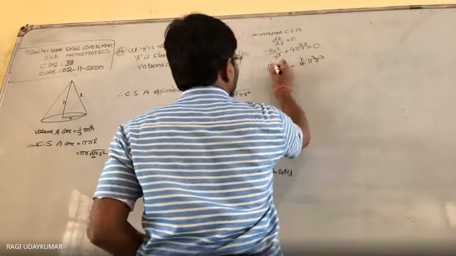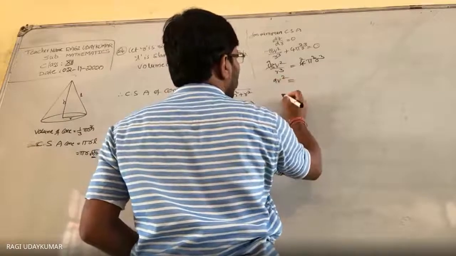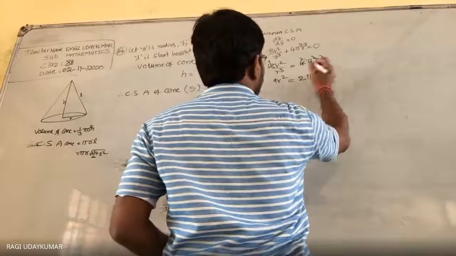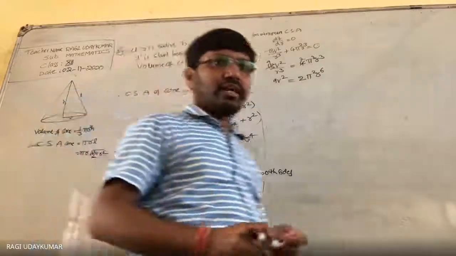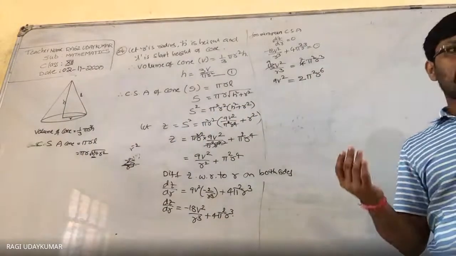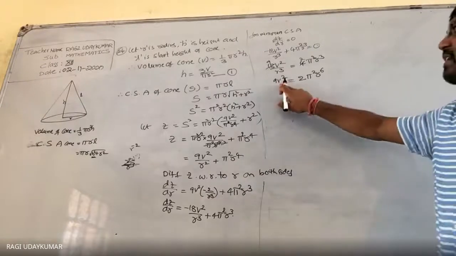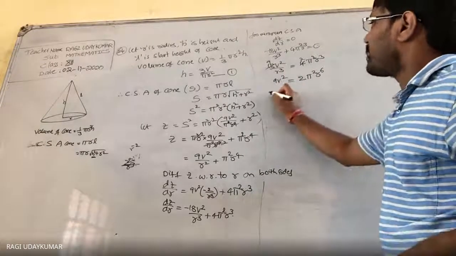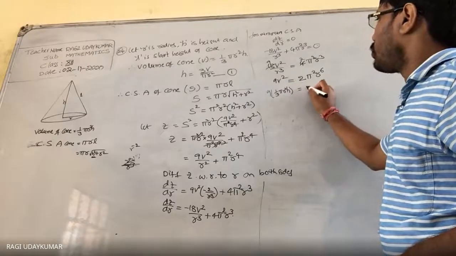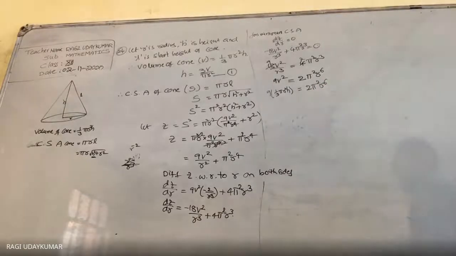So 2 9s. 9v square is equal to 2 pi square r power 6. Now here, what are you going to get? Pi square, you substitute 1 by 3 pi r square h in the place of v. 1 by 3 pi r square h is equal to 2 pi square r power 6.